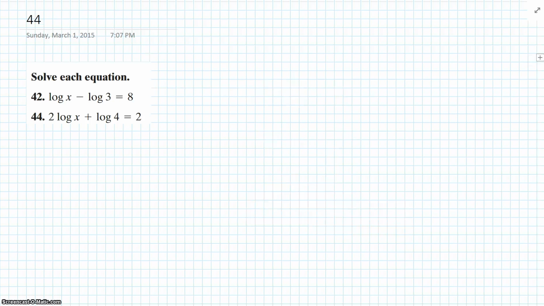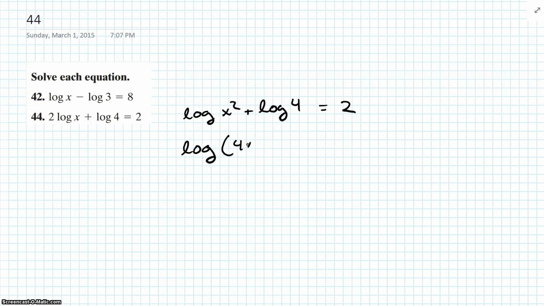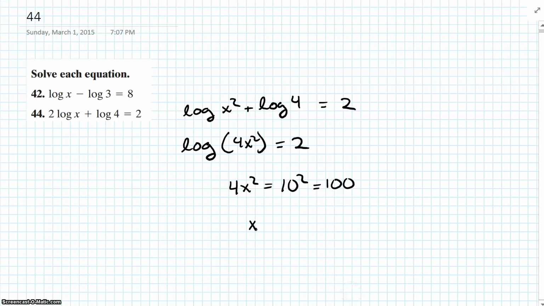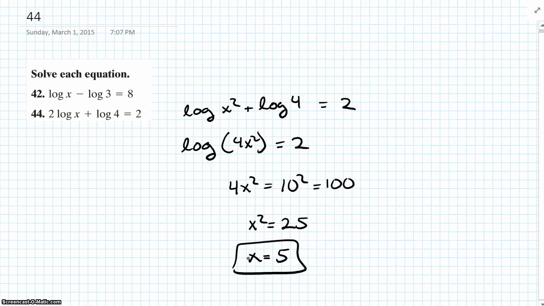All right, next problem, 44. 2 log of x plus log of 4. So we can rewrite this as the log of x squared plus the log of 4 equals 2. So we can say this is really the log of 4x squared equals 2. So 4x squared is going to equal 10 squared, which is equal to 100. Divide each side by 4. So x squared is going to be 100 divided by 4, which would be 25. So x would be positive 5. Okay, easy enough.